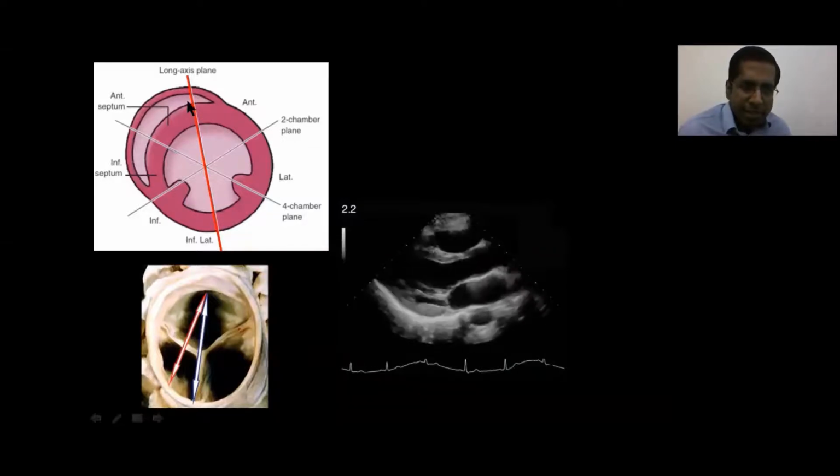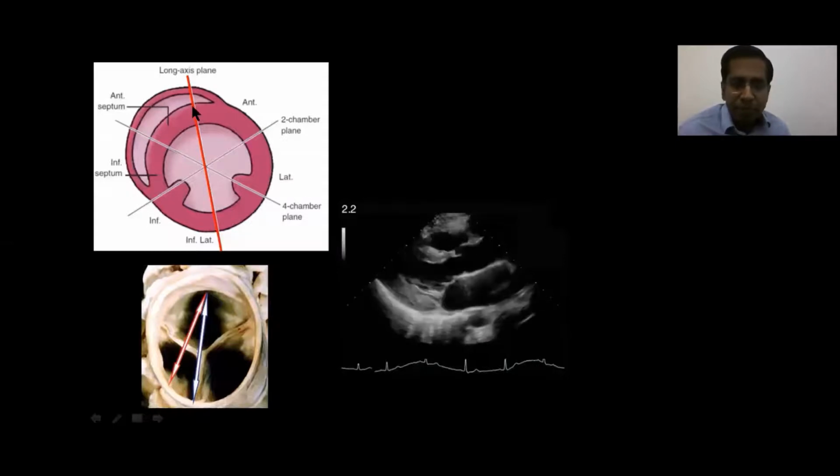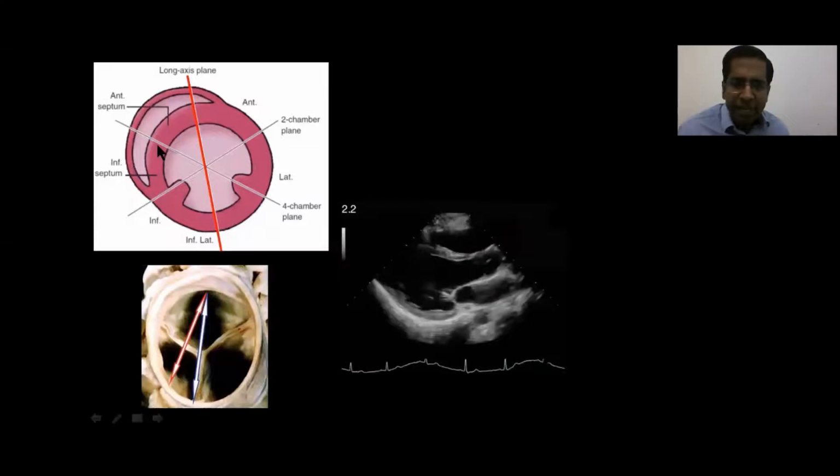The other thing also is that the blood supply is different for these particular areas. So that is also important to note. Not all parts of the septum have the same blood supply. What supplies here is different from what supplies here. And hence it is important to know that what we are seeing here in the parasternal long axis view is not the same as what we are seeing in the four-chamber view.